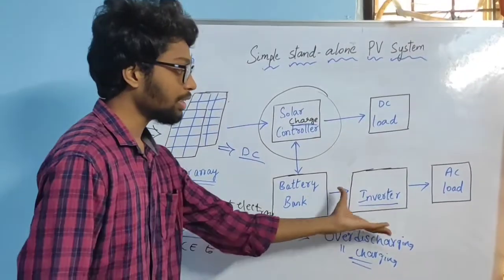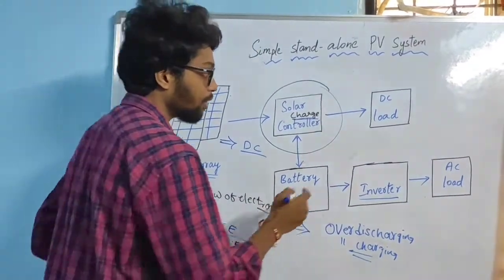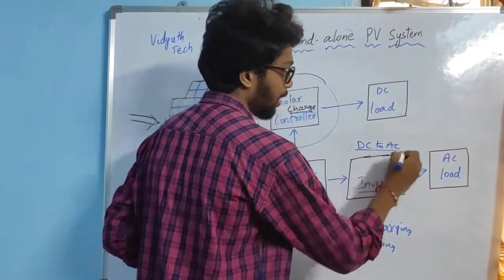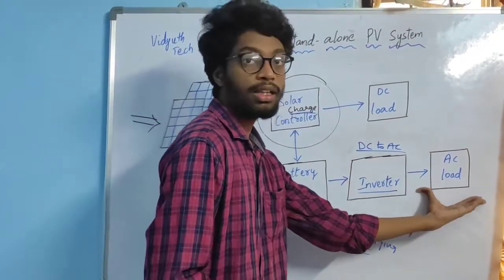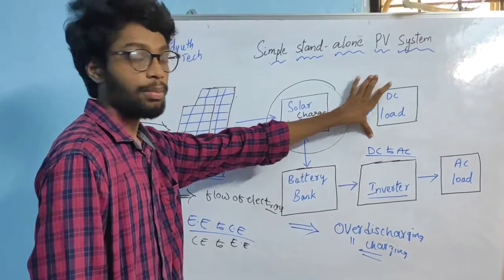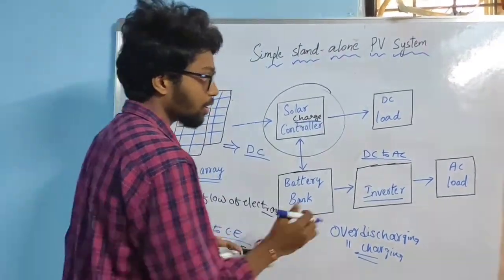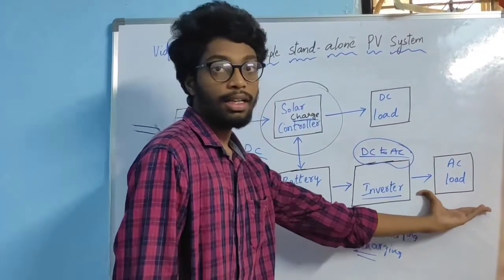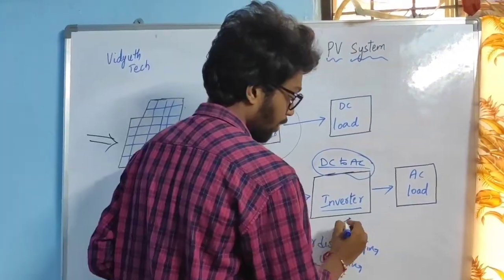Over here you can see the inverter. Inverter is going to convert DC to AC. Because over here you can see AC load, which works on the AC supply. Over here you can see DC load, which works on the DC supply, direct current. So we have to convert DC to AC for running or driving the AC load. That is what inverter does.